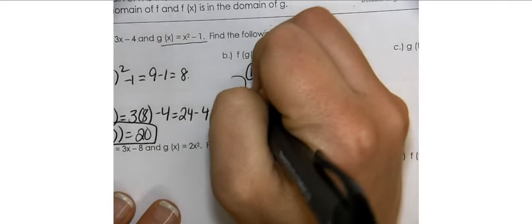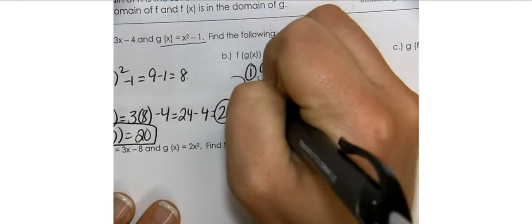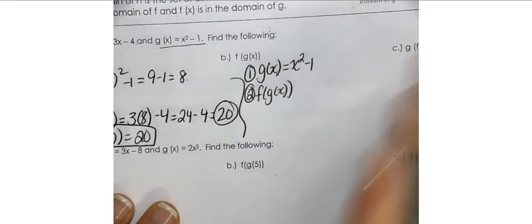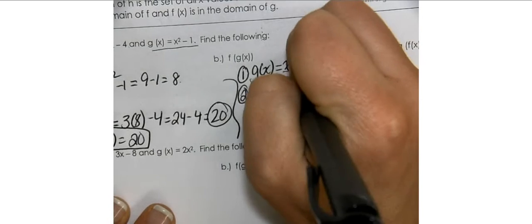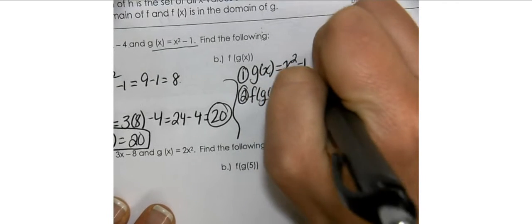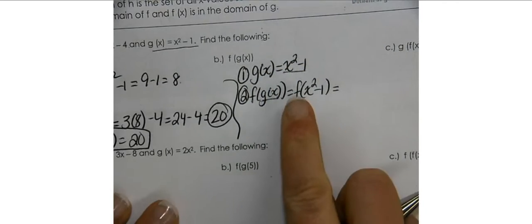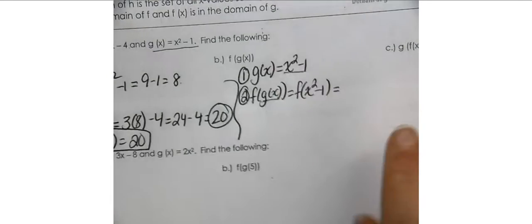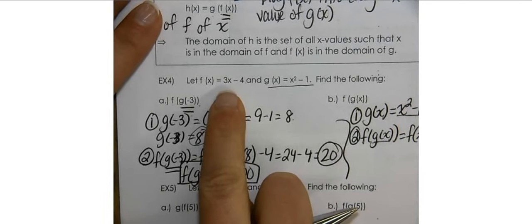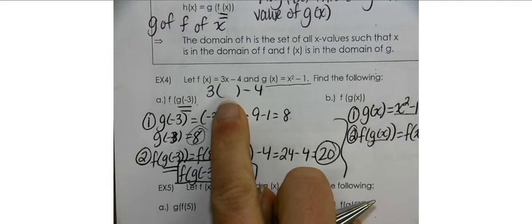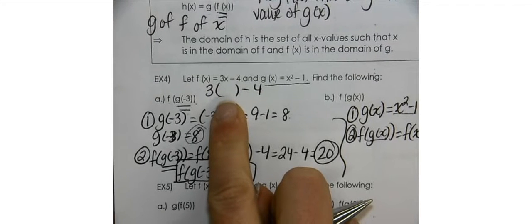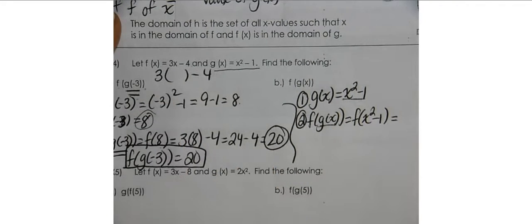Then step 2, if we're talking about f of g of x, that means I'm going to replace g of x with what it is. So that's going to be f of x squared minus 1. That means that at every single quote-unquote x value, I'm going to substitute x squared minus 1. This function is 3 times something minus 4. That's what our f function is. In example letter B, the something that we're going to substitute in is going to be x squared minus 1.